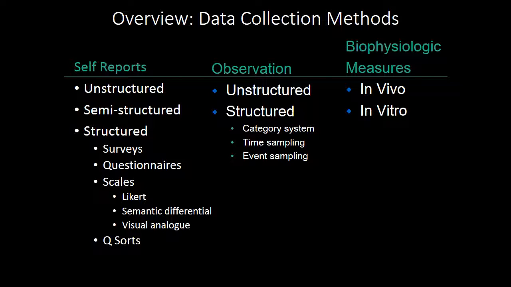And then we might use Q sorts as well. And I'll talk about each of those individually. Observations can also be unstructured or structured. Your data collection piece should be described in the methods sections of the research reports that you're looking at, and then there is in the literature a big push for true experiments. If you're talking about instruments, people can develop their own. Sometimes researchers do this with biophysiologic measures, in vivo or in vitro, so in the body or outside of the body.